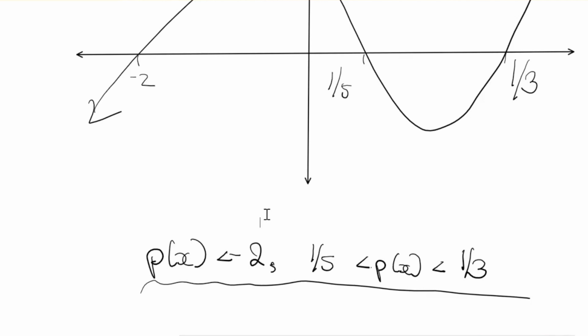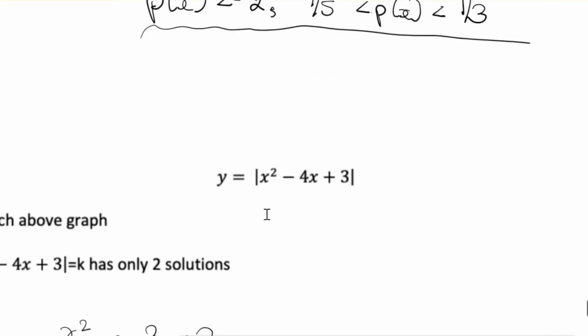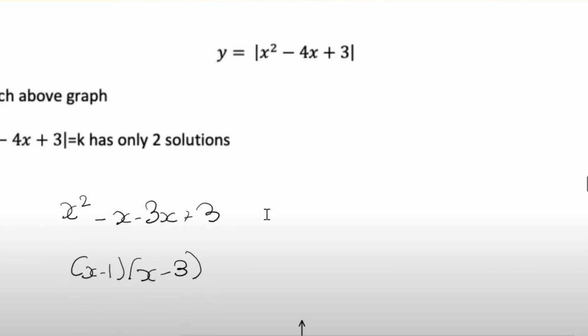So that's your answer. The third question says to sketch the graph for the modulus function x squared minus 4x plus 3. The second part of the question says that the modulus of x squared minus 4x plus 3 is equal to k, which has only two solutions.